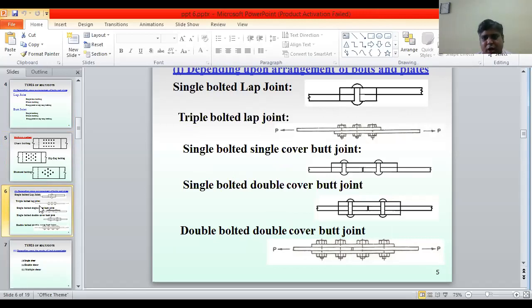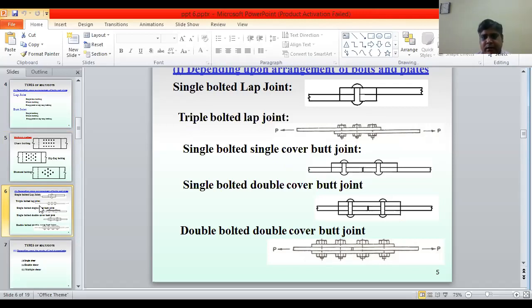Single bolted, single cover butt joint. That means in a butt joint, the plates are placed parallel and covered by a plate. That means single bolted, single cover butt joint.